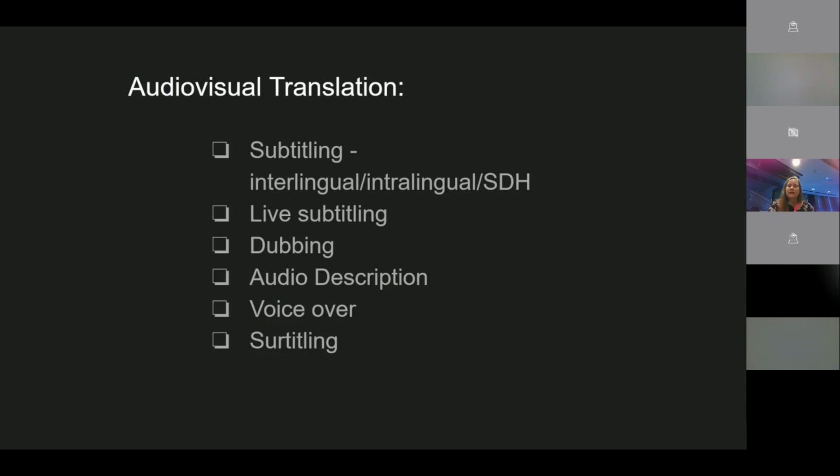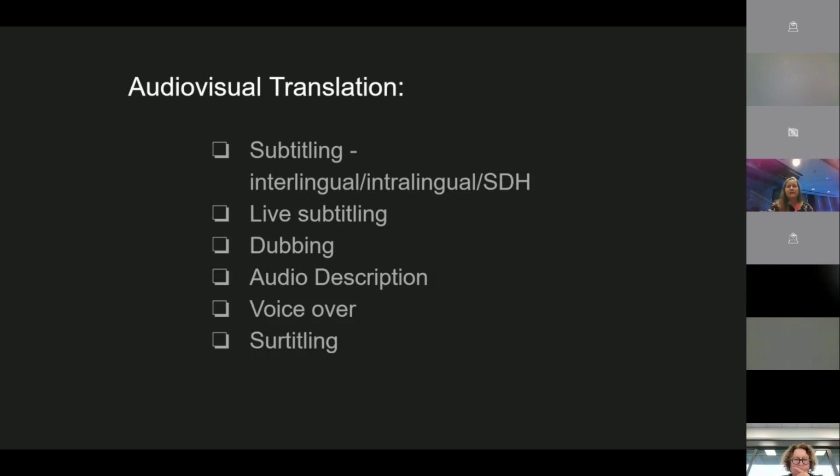I'm here to talk about subtitling, but within audiovisual translation, we have different types, and subtitling is one of them. We have interlingual, which is what I mainly do. So I translate from one language into another. We have intralingual, which is where the audio and the subtitles are the same language. And we have SDH, which is subtitling for the deaf and the hard of hearing, where you give more information. You, for instance, will write who's speaking if you don't see the mouth, and information on sounds.